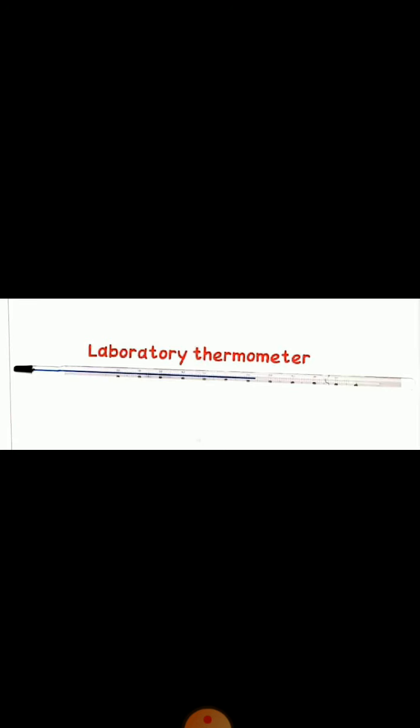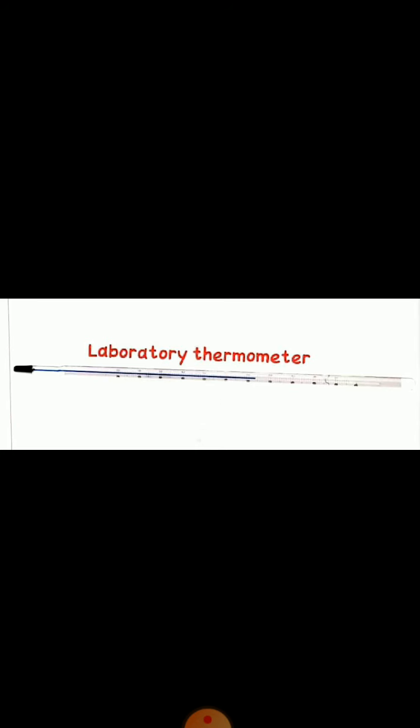The laboratory thermometer is generally used to measure temperatures ranging from minus 10 degrees Celsius to 110 degrees Celsius. The stem of the thermometer carries marks as horizontal lines to read a particular temperature, and the marks are known as calibrations.